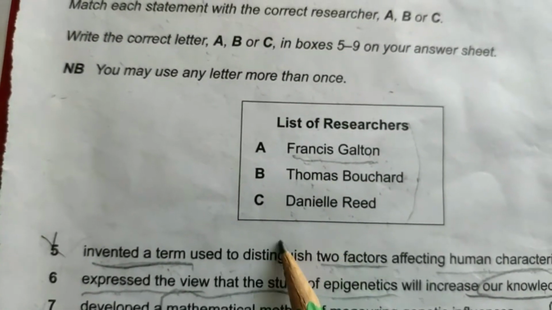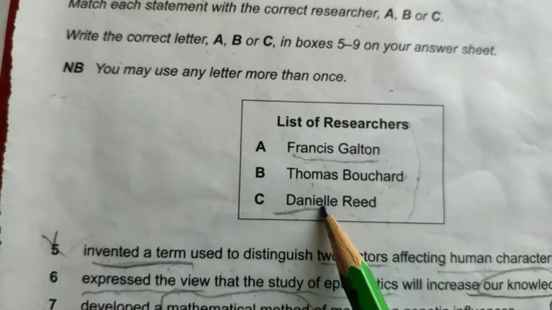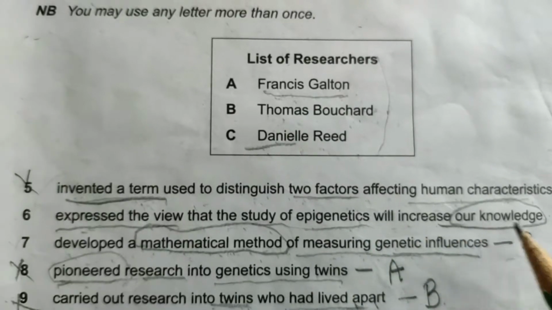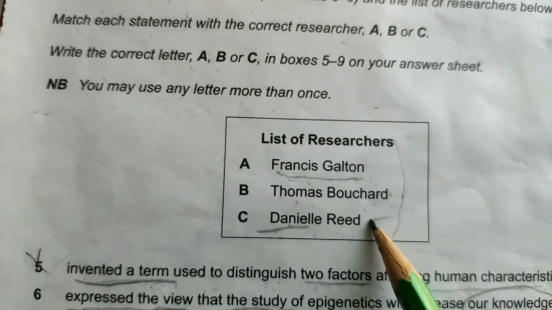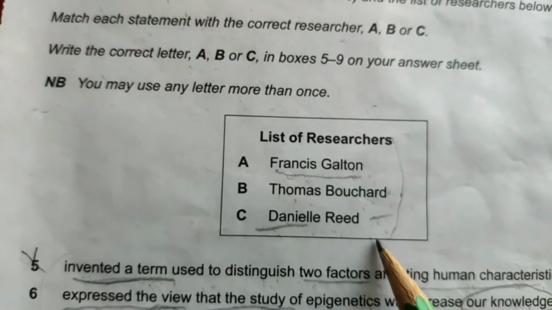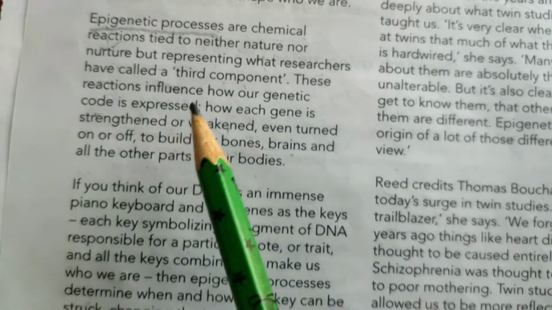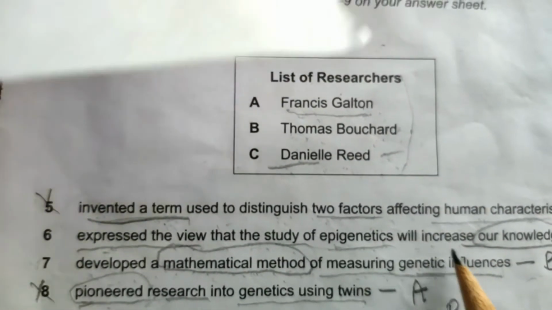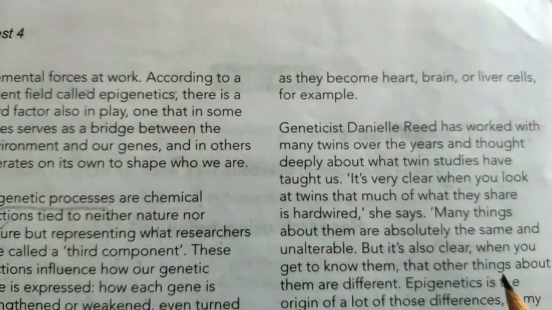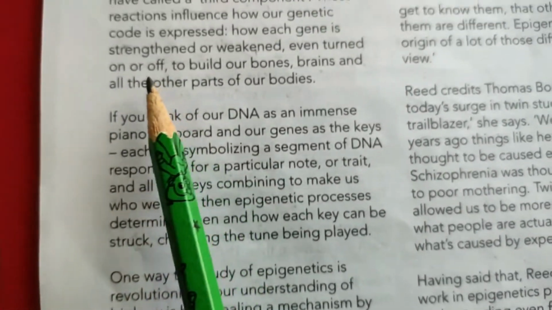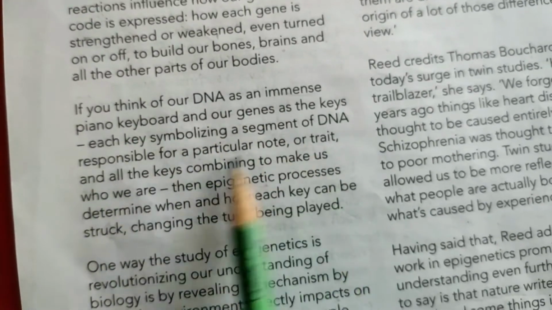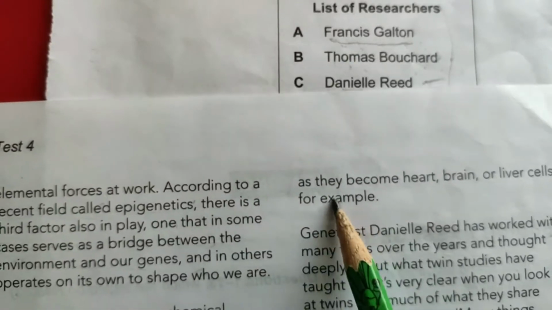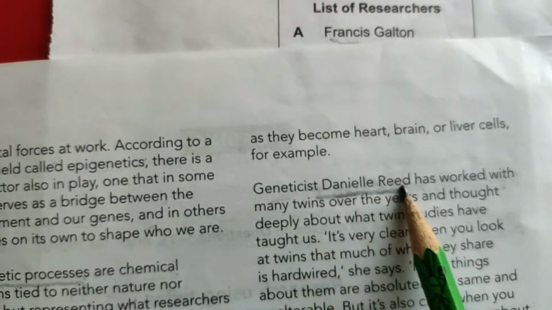Now we are left with the sixth option and C. Daniel Reed expressed the view that the study of epigenetics will increase our knowledge. Now definitely we will read about Daniel Reed. Where is he till now? Okay, now he is talking about some epigenetics. So where is Daniel Reed? Till here we have already gone through. Now scan the name Daniel Reed in the paragraph. Yes, we got this name, Daniel Reed.